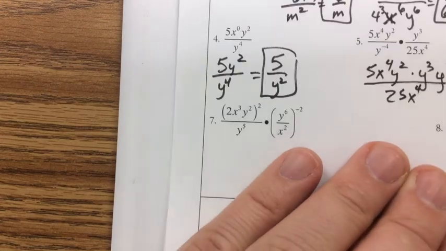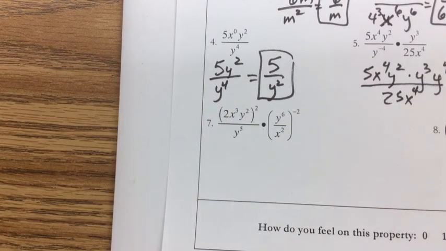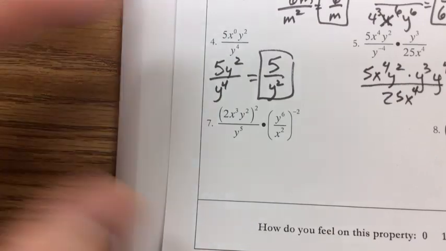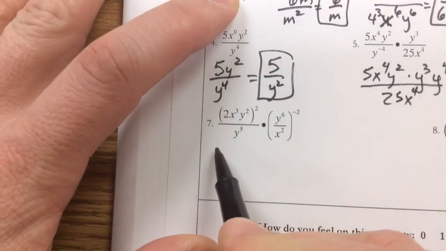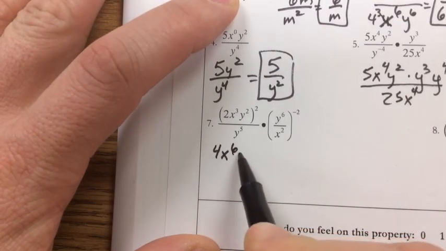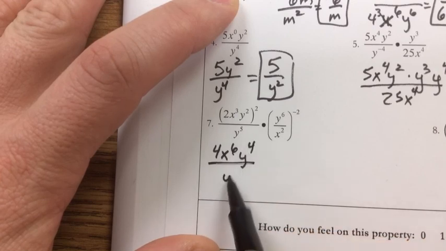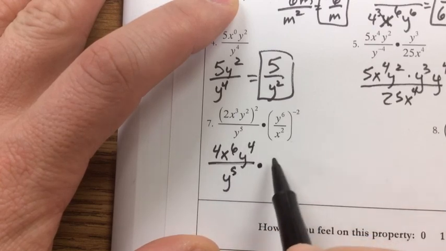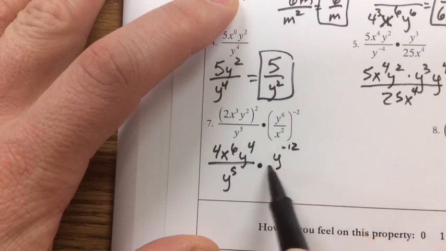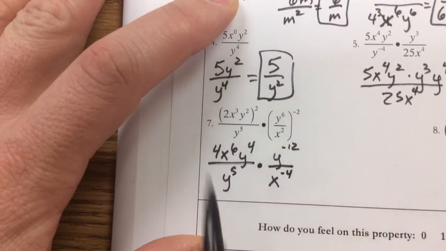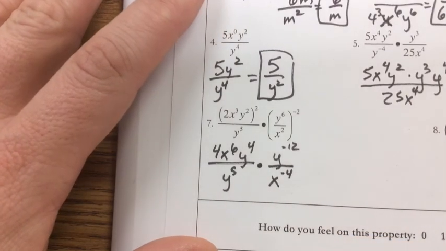That's a crazy looking problem. I want to get rid of my parentheses first. So it seems like what I keep repeating is parentheses, negative exponents, and then simplify. So parentheses first. 2 squared, 4x to the 6th, y to the 4th, y to the negative 12th, x to the negative 4th. So now I got rid of all my parentheses.